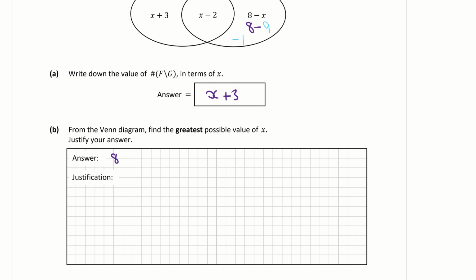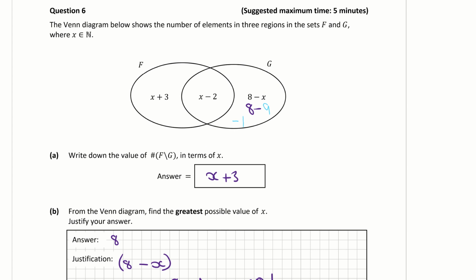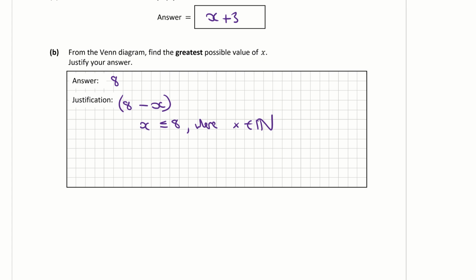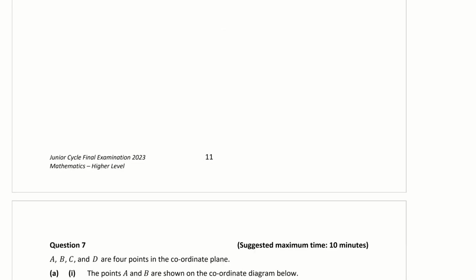So if we just kind of justify our answer here, 8 minus x is our value. And I'm going to say that x has to be less than or equal to 8, where x is an element of my natural numbers. So it can be 1, 2, 3, 4, 5, 6, 7, 8, but can't be 9, because if I put 9 in, I'm going to get a negative value here, and I can't have my negative value here. Okay, so hopefully that's short and sweet for question 6.